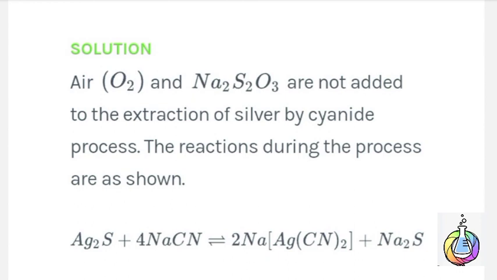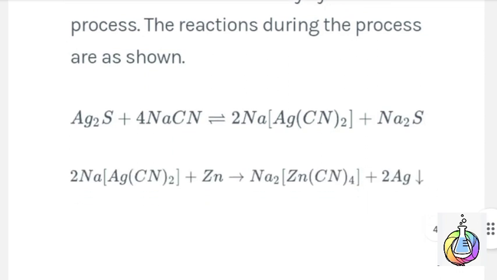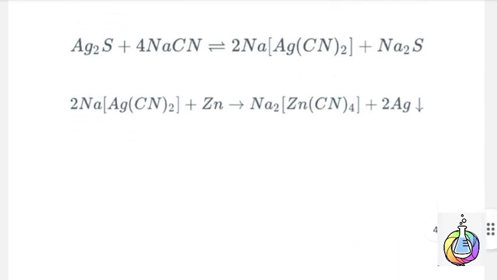The reactions during the process are as shown. Ag2S plus 4NaCN gives 2Na[Ag(CN)2] plus Na2S. 2Na[Ag(CN)2] plus zinc gives Na2[Zn(CN)4] plus 2Ag. This is the correct answer for this question.